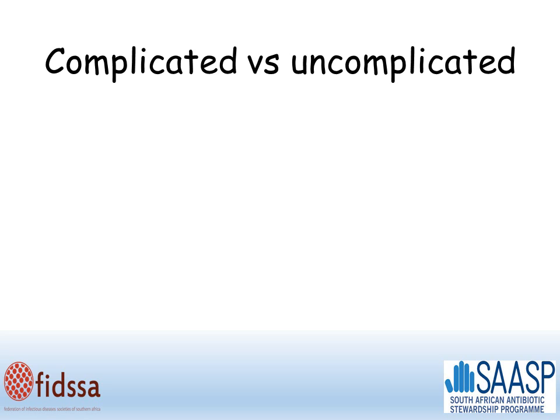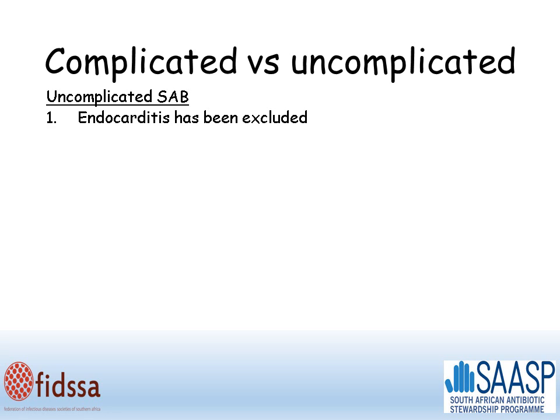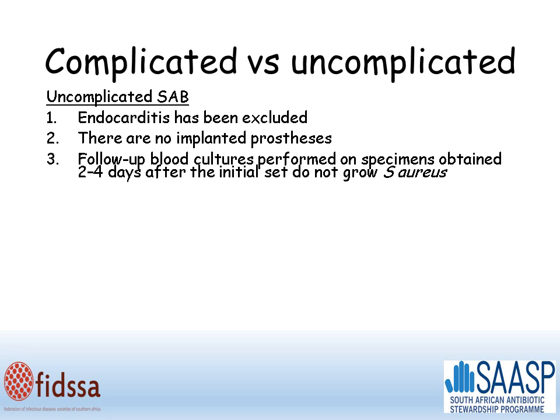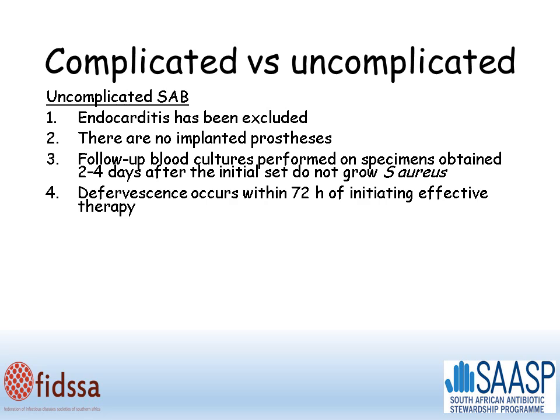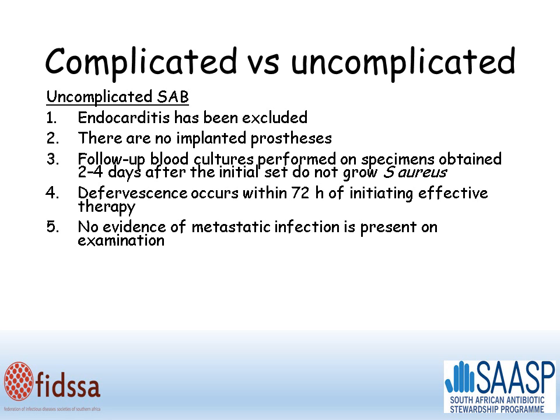Once SAB has been diagnosed, we need to divide patients into those with complicated and uncomplicated disease. Uncomplicated disease is patients where endocarditis has been excluded, who have no implantable devices, and who, when they have a blood culture taken after 2 to 4 days of initial therapy, that blood culture is sterile and therefore the bacteremia is cleared. They also need to have had a defervescence of fever within 72 hours of initiating effective therapy. And there must be no evidence of metastatic infection when the patient is examined.